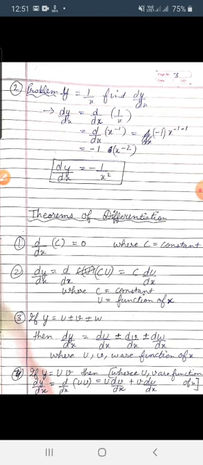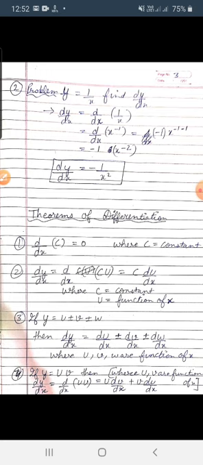Okay students, now the results used in the above examples are shown in these theorems. These are known as the theorems of differentiation. If we want to find dy by dx of c, then it is equal to 0, where c is a constant. The differentiation of a constant is always equal to 0. Another property is the differentiation of cu, where c is the constant and u is a function of x. Then the answer is c du by dx.